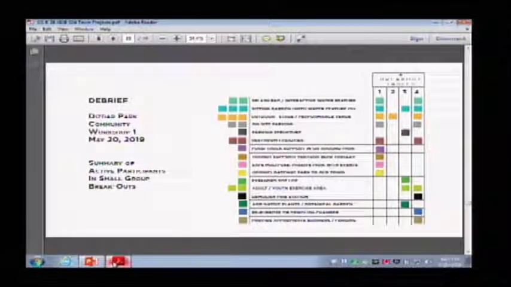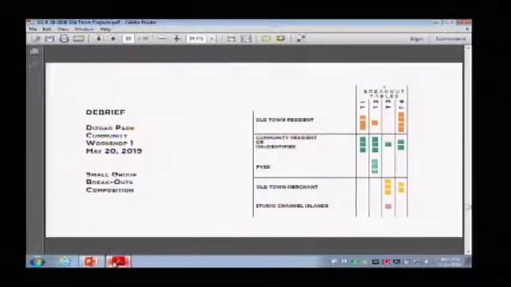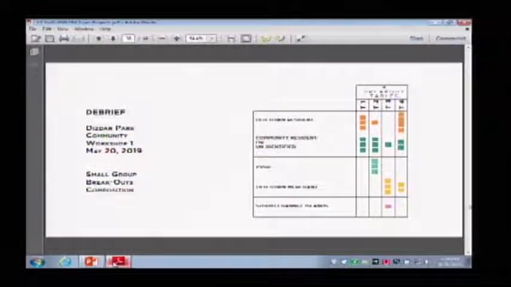So again, we had 4 tables and some fairly focused priorities developed, and again, we'll get to those in the summary slide. Here we had a mix of Old Town residents, larger Camarillo residents, school district people, and Old Town merchants, and a small quantity of studio channel islands.